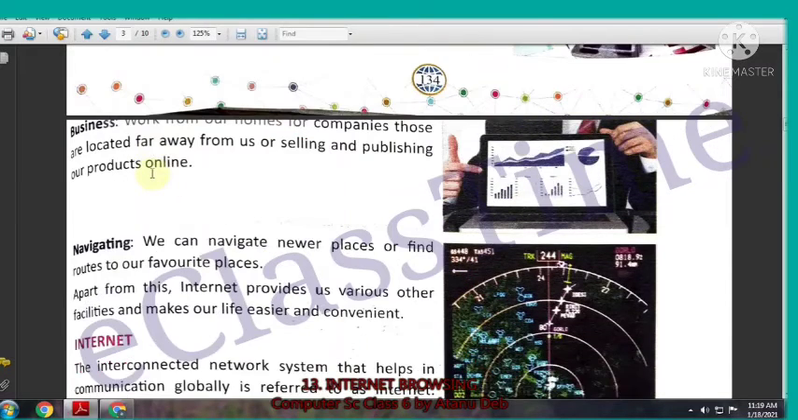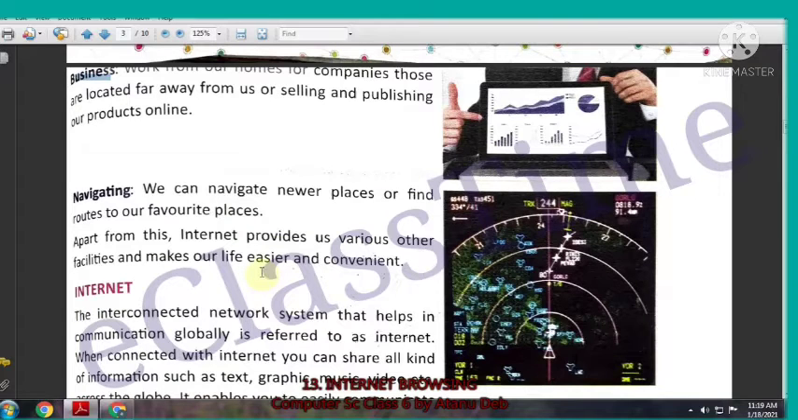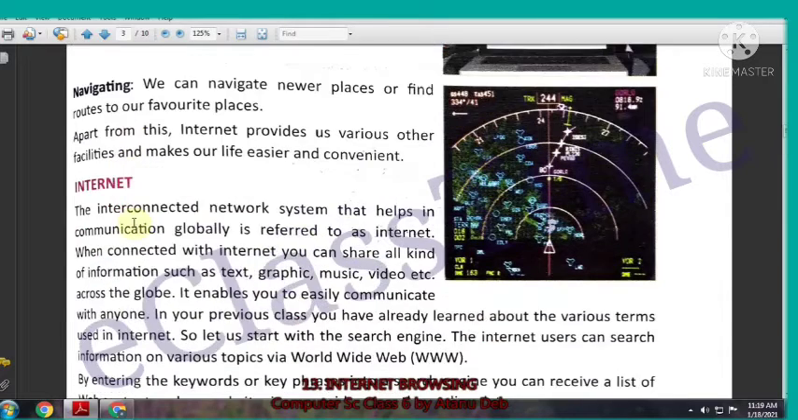Obviously, for business purposes, in banks, everywhere you can find the use of internet. You will see computers, and computers are connected there with the help of internet to each other.